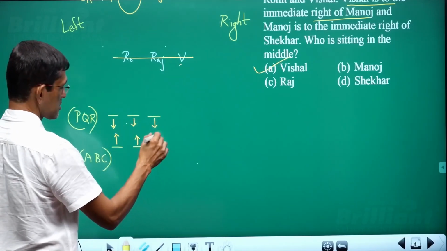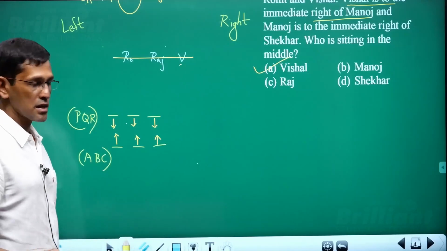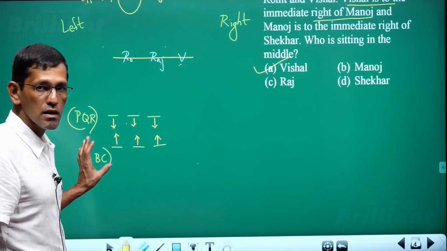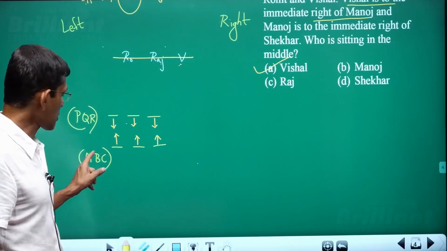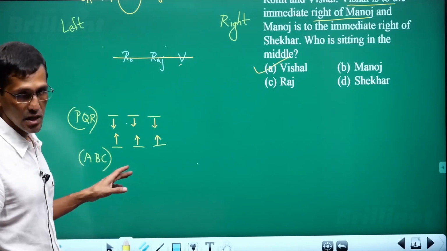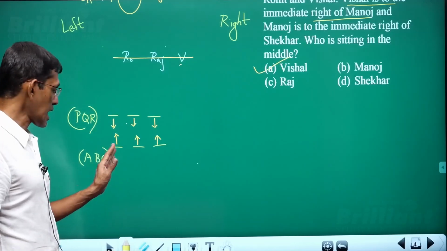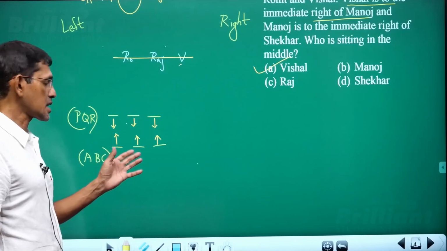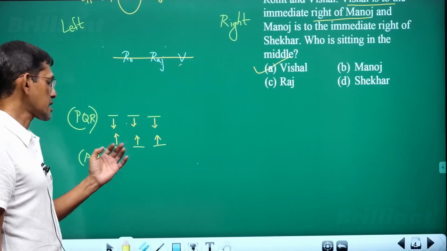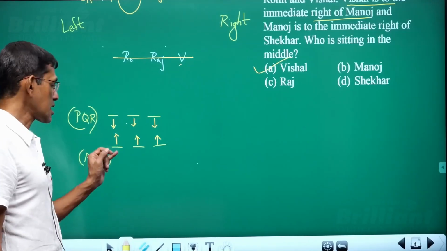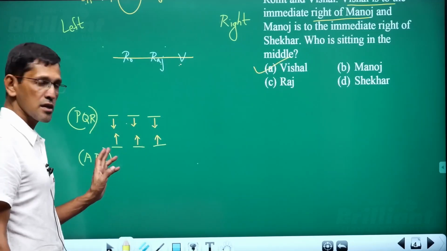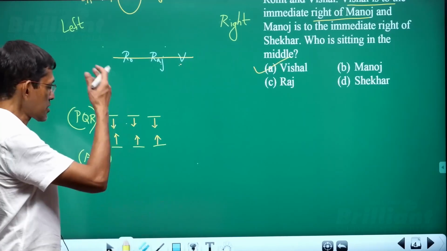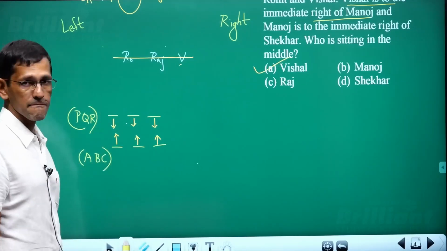At the same time, usually the questions say these people are facing each other and they are not necessarily sitting in that order. That means it is not exactly A, B, C order. It could sometimes be B, C, A, or it could be A, C, B, or C, B, A, or C, A, B. Different possibilities. Similar to that for P, Q, R as well.